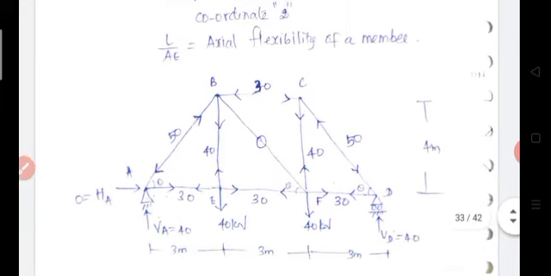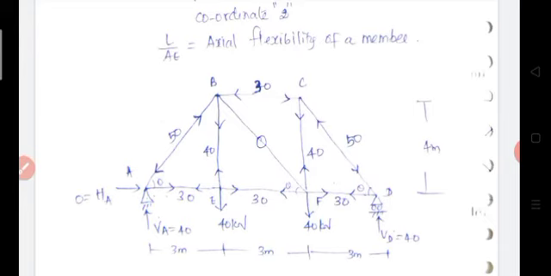So this is our structure. Now remove the redundants. So we remove the HD and F10 member. We take HD and F10 as two redundants. Now remove these two. It becomes a primary structure. So primary structure with given loadings. There are two loads, two 40 kN loads, at joint E and at joint F.